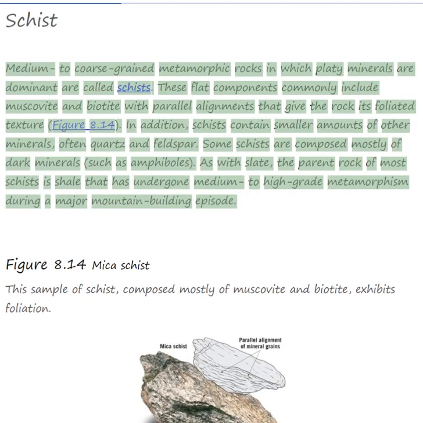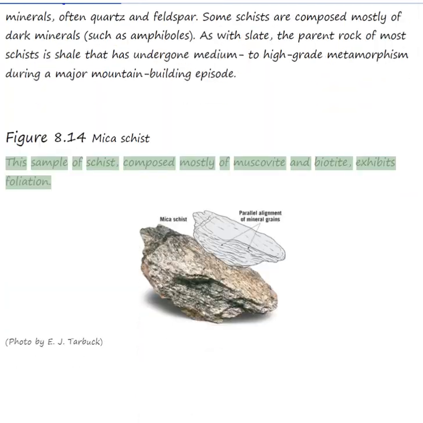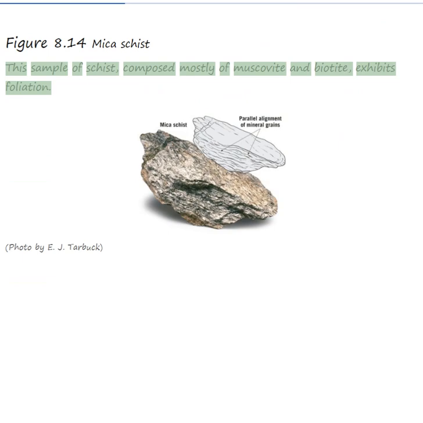Schist. Medium to coarse-grained metamorphic rocks in which platy minerals are dominant are called schists. These flat components commonly include muscovite and biotite with parallel alignments that give the rock its foliated texture. In addition, schists contain smaller amounts of other minerals, often quartz and feldspar. Some schists are composed mostly of dark minerals. As with slate, the parent rock of most schists is shale that has undergone medium to high-grade metamorphism during a major mountain-building episode. This sample of schist, composed mostly of muscovite and biotite, exhibits foliation.